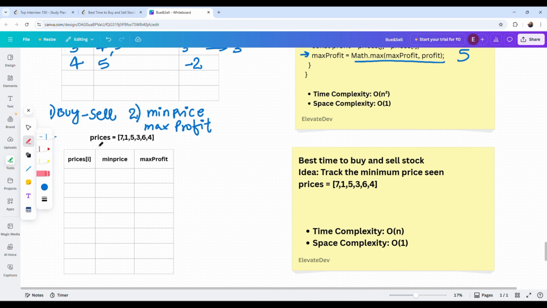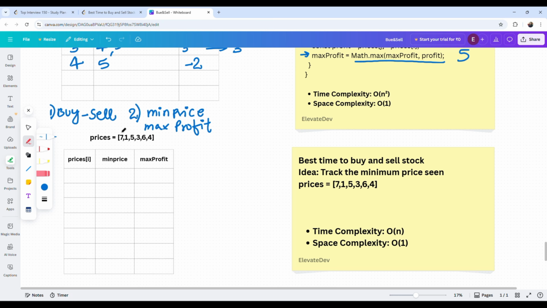Now, at any day, you can just simply pick the minimum price seen so far. Every day you know that you have to first buy and then sell. So at any point you pick the minimum price, and at every point you check whether the profit you are making right now is the maximum. If the profit is greater than the maximum profit so far, then you just have to update the maximum profit.